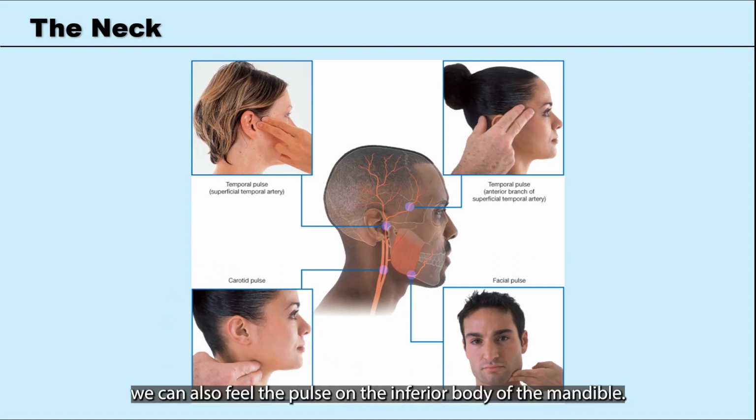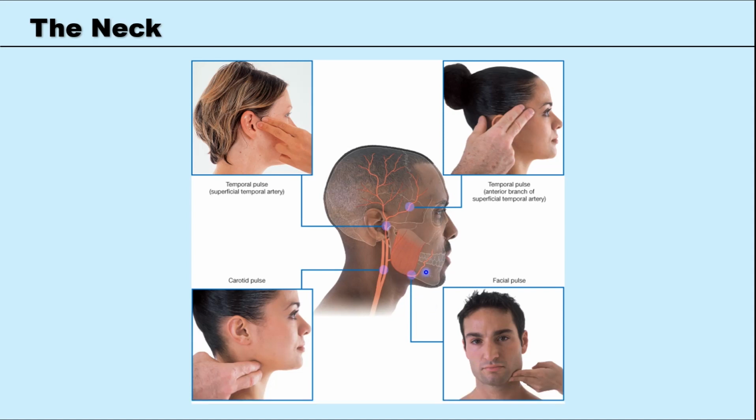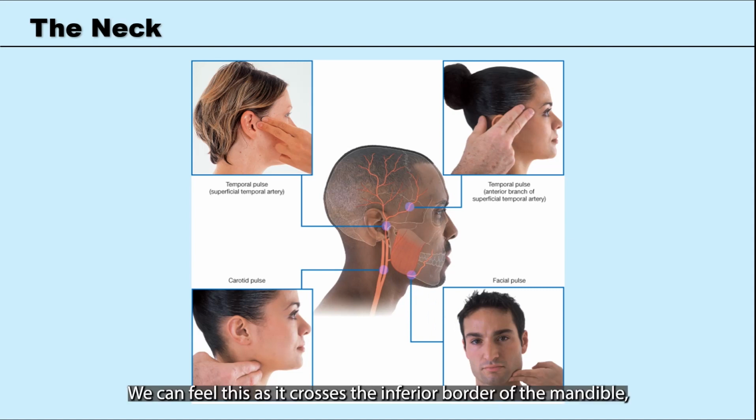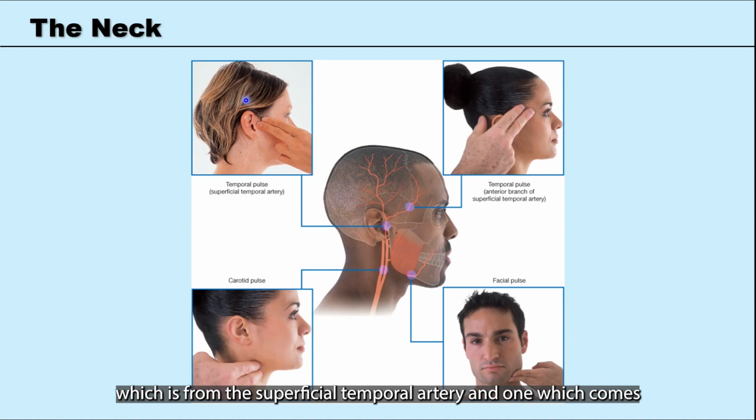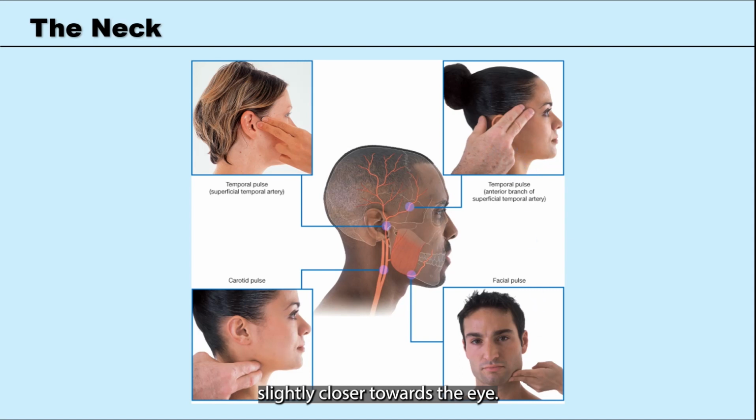We can also feel a pulse on the inferior border of the mandible. This is the facial pulse, transmitted by the facial artery. We can feel this as it crosses the inferior border of the mandible as it leaves the submandibular triangle. We have one in the temporal region, which is from the superficial temporal artery, and one which comes from an anterior branch of the superficial temporal artery, slightly closer towards the eye.